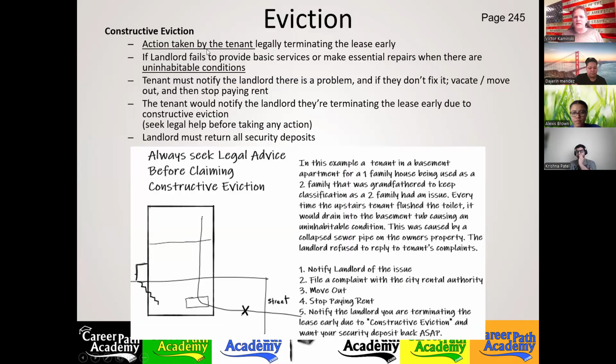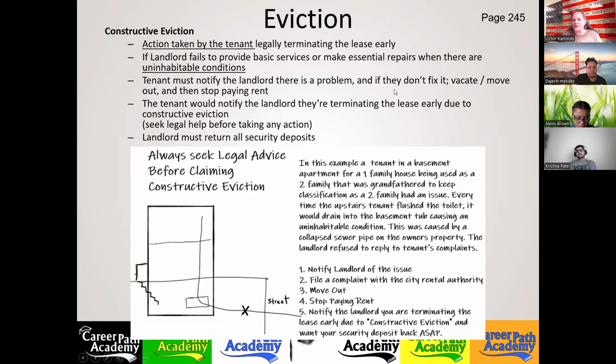So in constructive eviction, the action is taken by the tenant to legally terminate the lease early if the landlord fails to provide basic services and make essential repairs when there's an uninhabitable condition. The tenant must notify the landlord that there is a problem first. Landlords can't read your mind. And if they don't fix it, vacate, move out, and then stop paying rent.